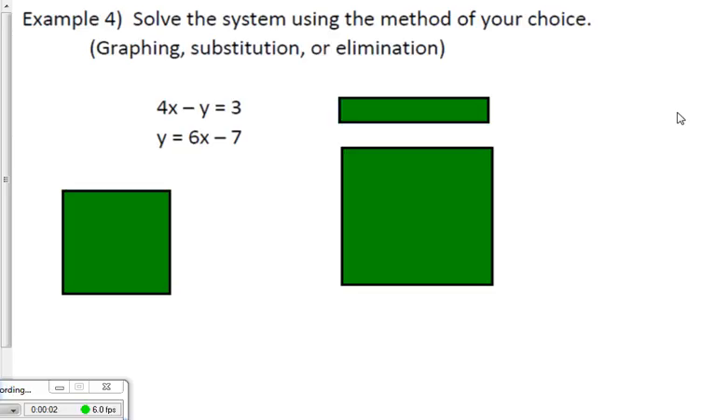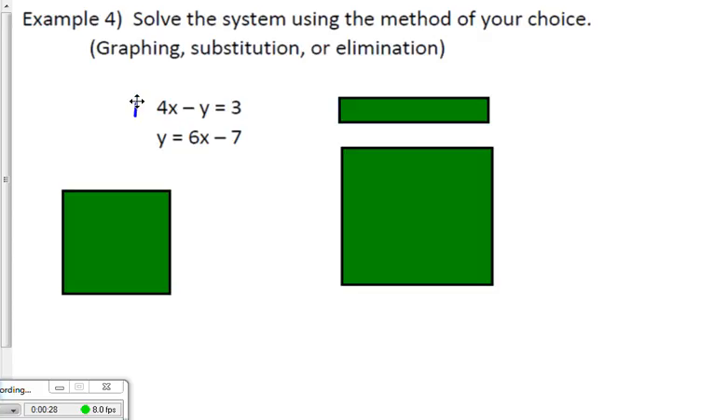All right, for our second video for 2.4, we're still using elimination, but for our next two examples, we're actually asked to solve the system using our method of our choice. So we can use graphing, substitution, or elimination.